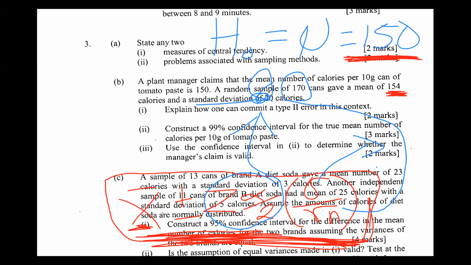Then the standard deviation, this one on top here, is given in the question as 20 calories. Then what's this? The square root of n. N is the sample size. The sample size is given as what? We are told that the sample size is 70. Did you get that?